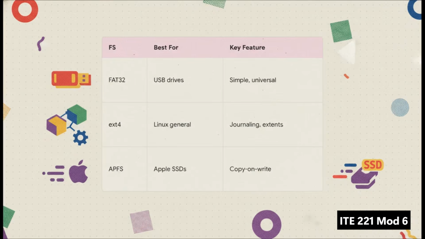Of course, there's more than one way to organize all this data. You've probably seen these names before. FAT32, for example, is simple and universal, which is why it's on most USB drives that you might need to plug into any computer. Then you've got modern systems like Apple's APFS, which is built for the incredible speed of solid-state drives. Each one is just a different set of trade-offs between compatibility, speed, and fancy features.